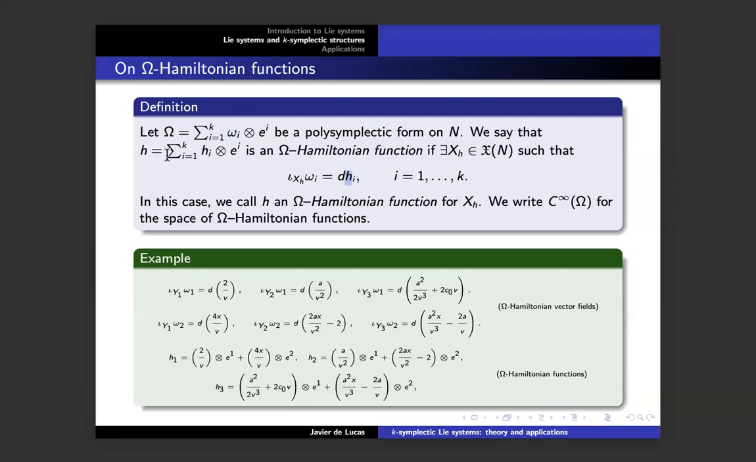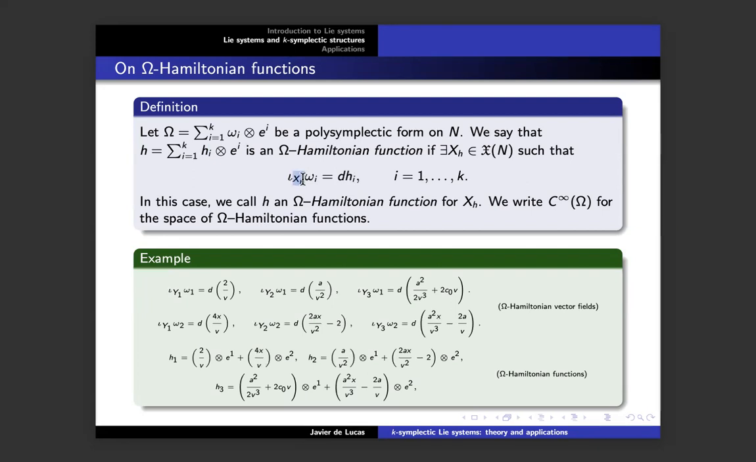So you will define a function taking values in R^k, whose components are each one of the functions that you obtain contracting the vector field with every one of the forms. And this is one of the things you have to take into account: you have different functions for this Hamiltonian vector field, but every function related to every presymplectic form is related to the same Hamiltonian vector field, only one, okay?